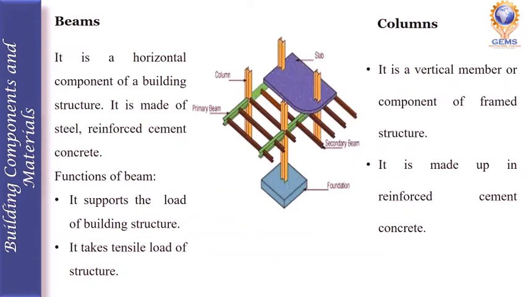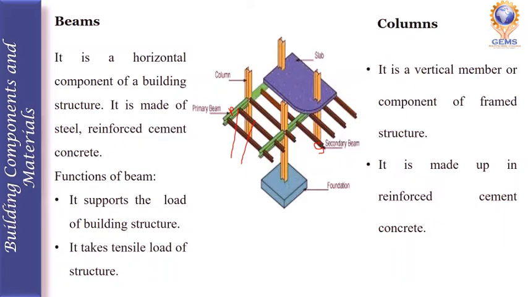We see about beam. So beam is a horizontal component of a building structure. So here it is a beam, it is a beam. It is a primary beam, this is a primary beam, and this one is a secondary beam. So these beams can be made up of steel or reinforced cement concrete.